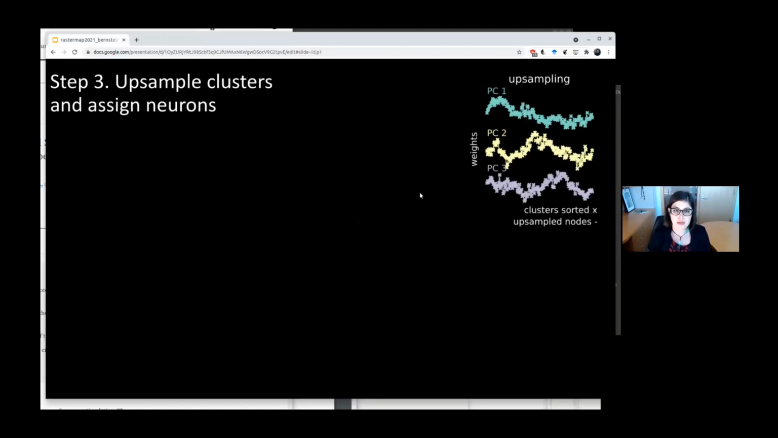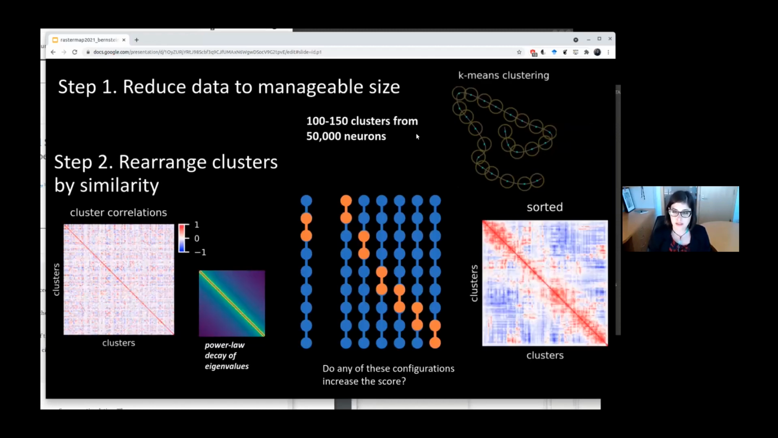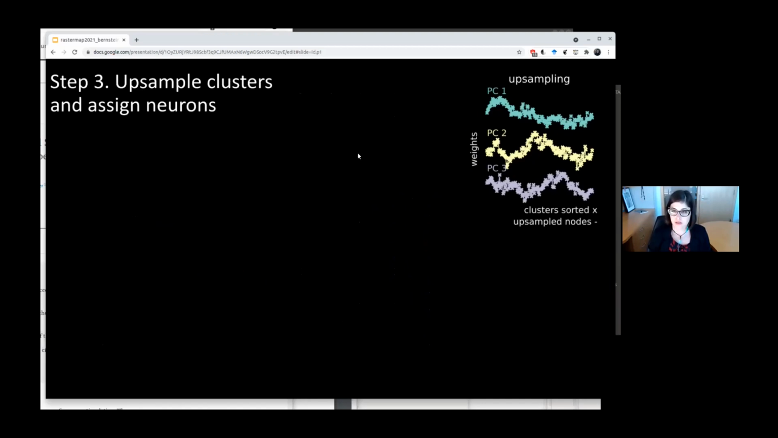Okay, and so we only had 100 to 150 clusters, and that's partly because the traveling salesman algorithm doesn't really scale so well to more clusters. So we're working on scaling that up a bit, and we have some other tricks for that I won't go into in this talk. But basically from there, we then upsample our clusters by a factor of 10. So we'll have 1,500 nodes, and we'll upsample using linear interpolation between each of these clusters, because our clusters are in a row, so we can linearly interpolate between them.